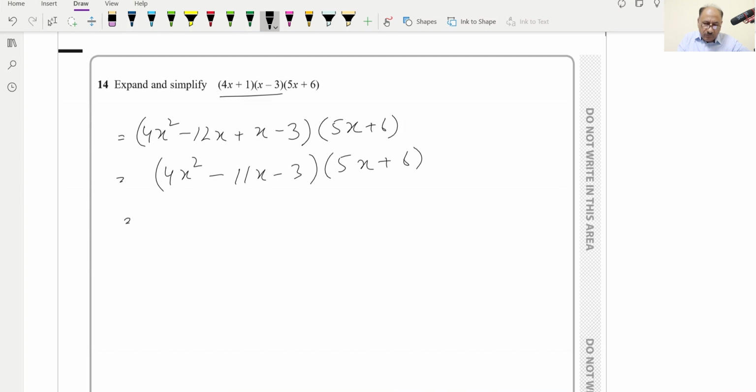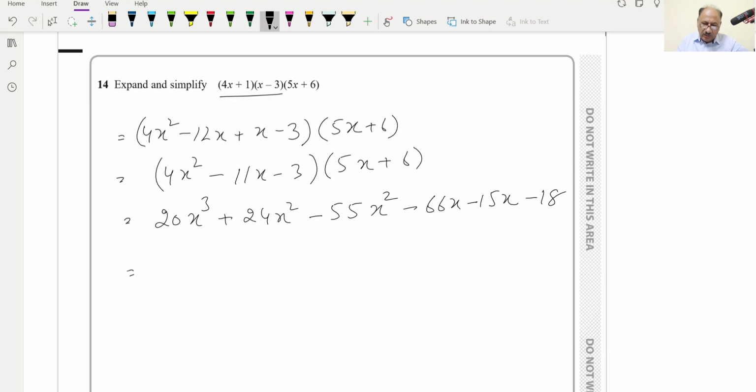So 4 into 5 will be 20, x squared into x will be x cubed. 4x squared multiplied by 6 will be equal to plus 24x squared. Then minus 11 multiplied by 5 will be minus 55 x squared, and minus 11x multiplied by plus 6 will be minus 66x, and minus 3 multiplied by 5x will be equal to minus 15x, and minus 3 multiplied by 6 will be minus 18.